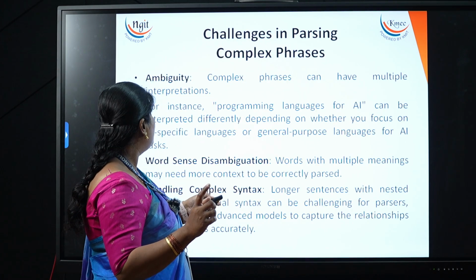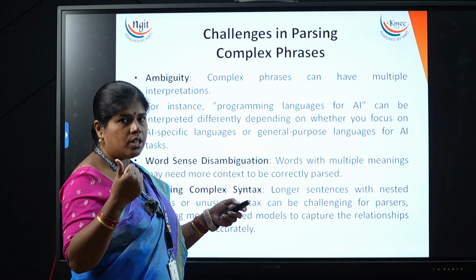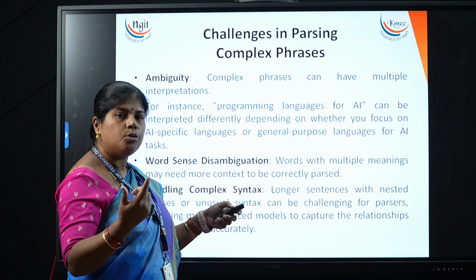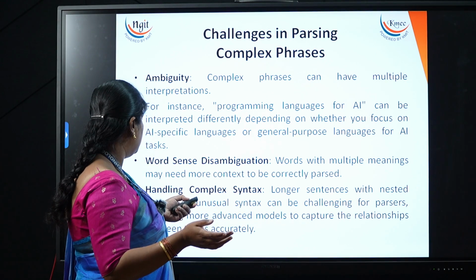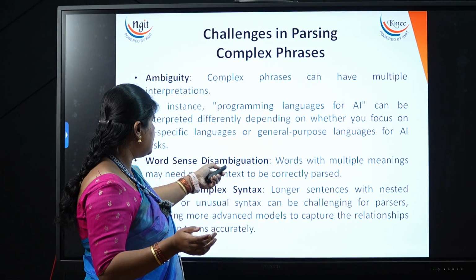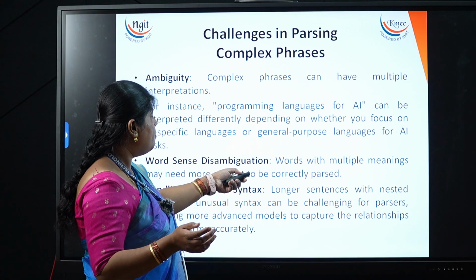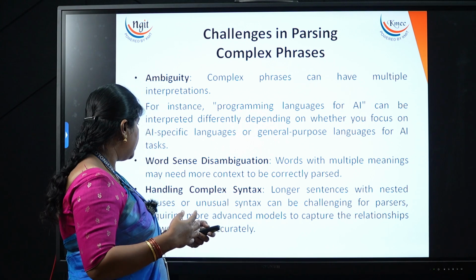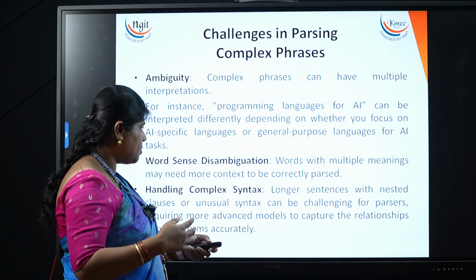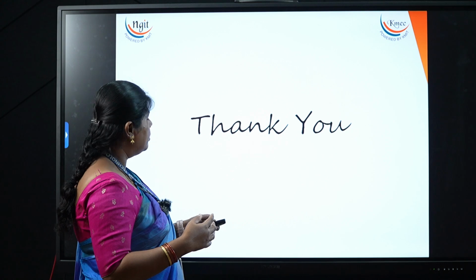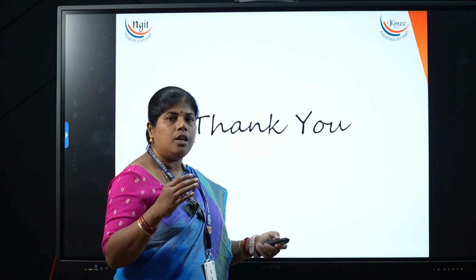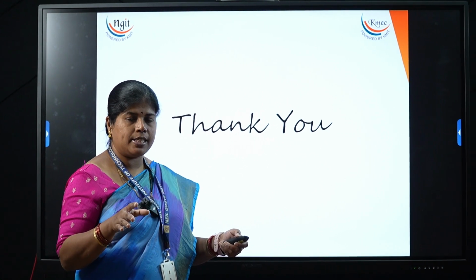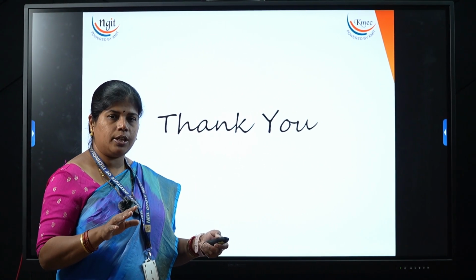Okay. Now, what are the challenges? The most important challenge is ambiguity. One word, two meanings. Just now we have seen bank. Then word sense disambiguation means what? Words with multiple meanings should be parsed correctly. And handling the complex syntax. So this is all about single term parsing, simple phrase parsing and complex phrase parsing. Okay. Thank you.